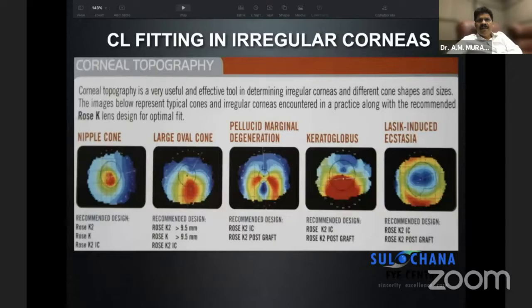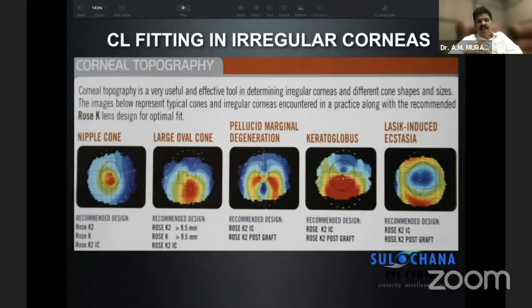In contact lens fitting in cases of irregular corneas, as I was telling you, the topography would give you a good guide on how to go about fitting the lenses. As you can see in the picture on your extreme left, there is a nipple cone or a central cone, where the contact lens fitting would be reasonably easy because the lens is going to be centered.